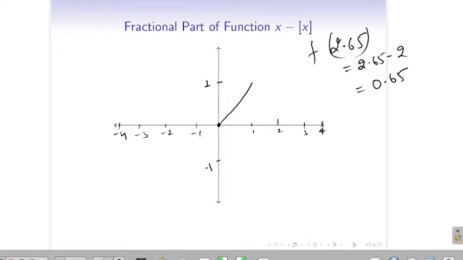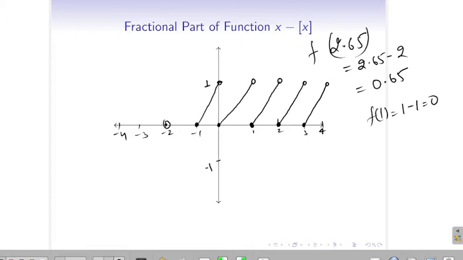As it goes to 1, the point 1 will not be included. If you input f(1) here, it will give you 1 minus 1, which means 0. So again it comes back here. Again, as you increase the value, the output will increase. As you reach 2, it will not be included. It again becomes 0. And this process keeps going on. The same thing happens in the negative part.